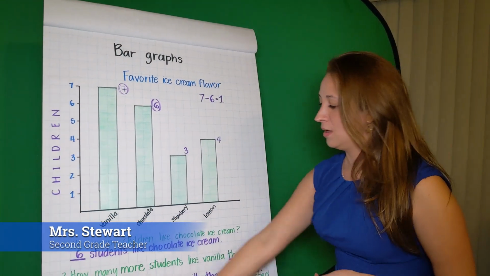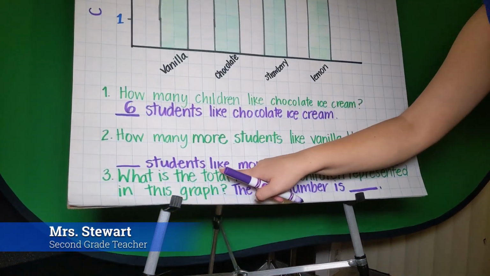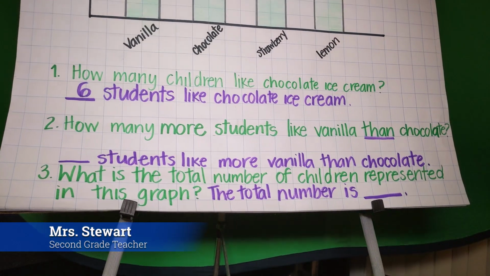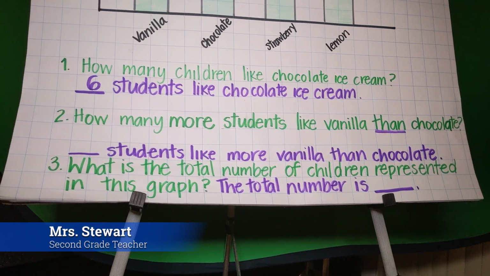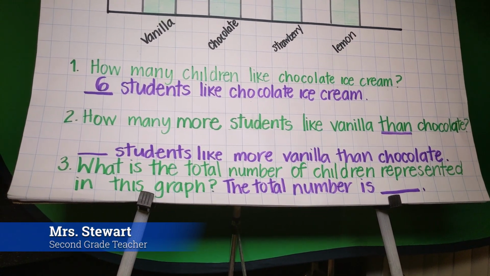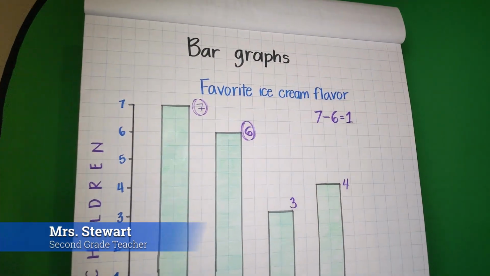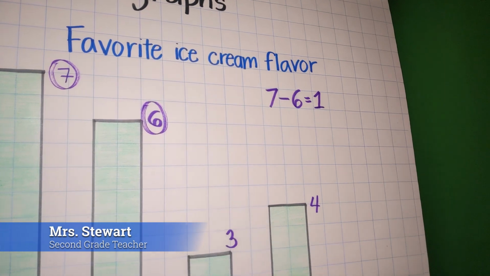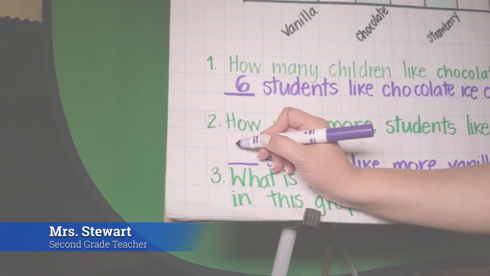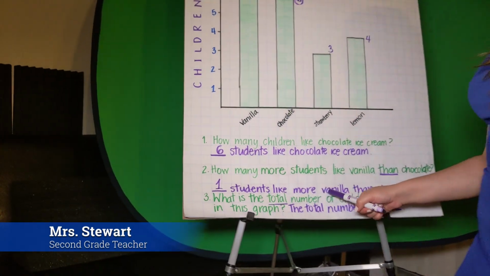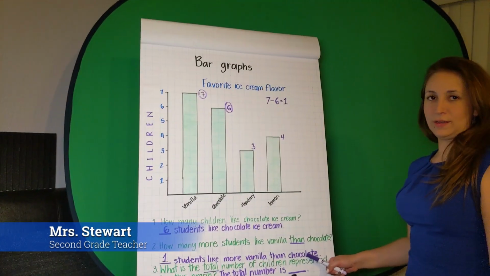Let's try it at home. Blank students like more vanilla than chocolate. That's correct. 1 student likes more vanilla than chocolate.